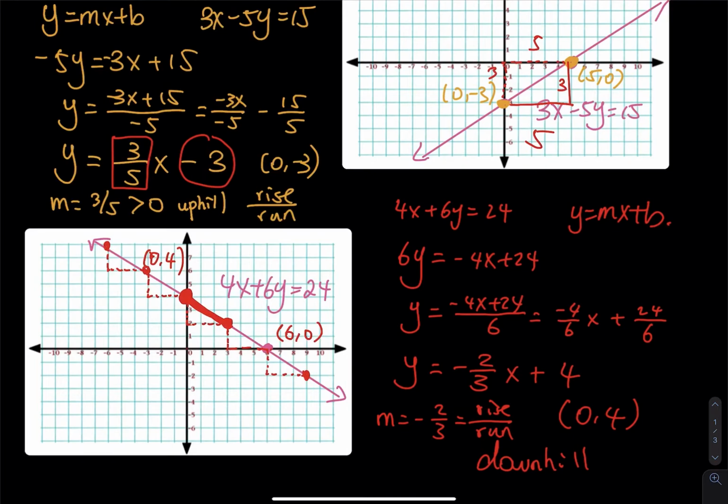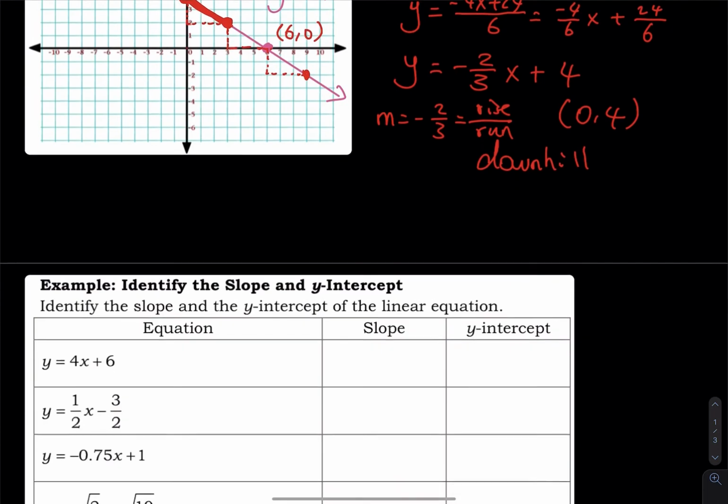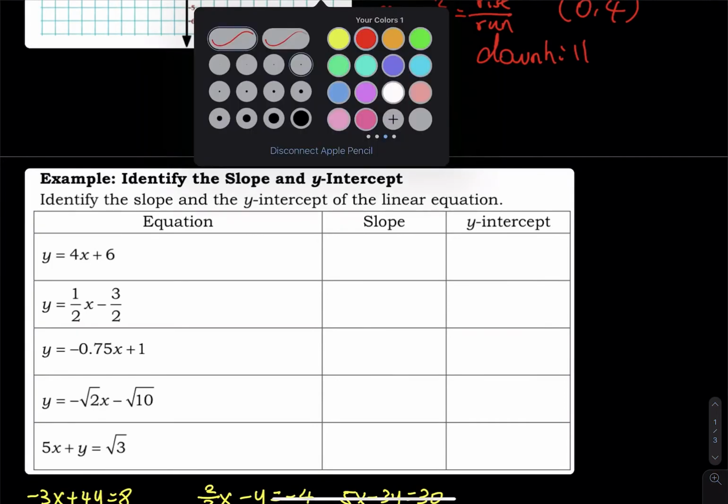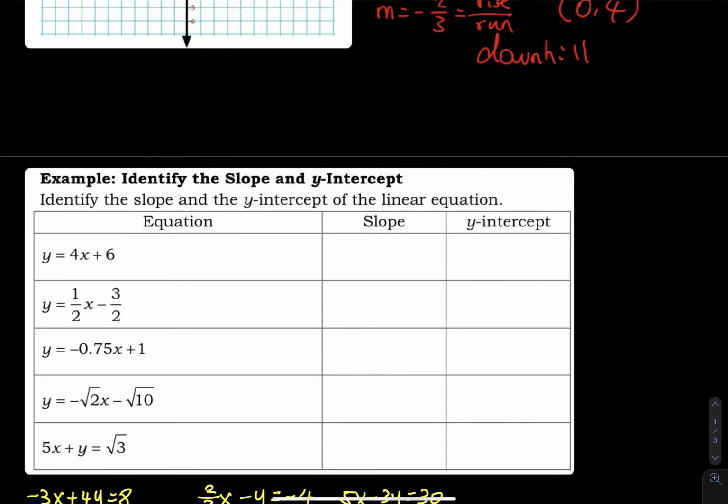All right, so on the next page, I have an equation. I want you to point out the slope and the y-intercept. This is pretty easy, right? So let's do it. y equals mx plus b. The slope is equal to 4. The y-intercept, I don't want you to just say the y-intercept is equal to 6. I don't really like this.